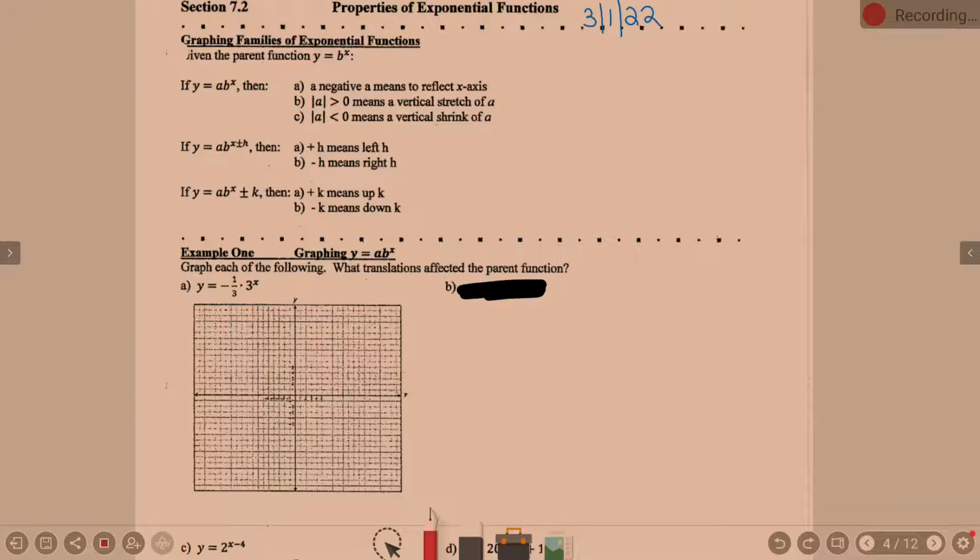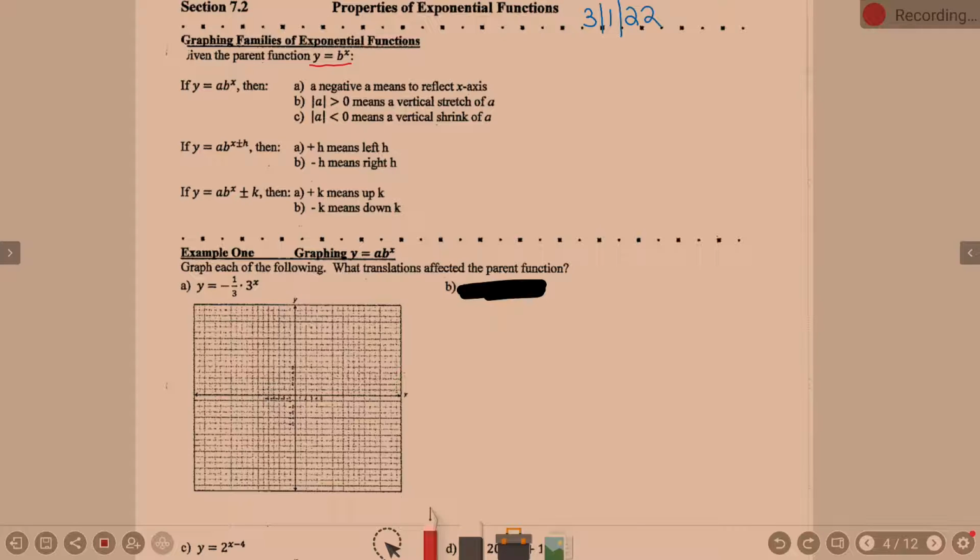Keep in mind, this is all based on, given the parent function, y equals b to the x. So these are all exponential functions. It's all some number raised to a power of x is what we're looking at here. A little bit of review from first semester.